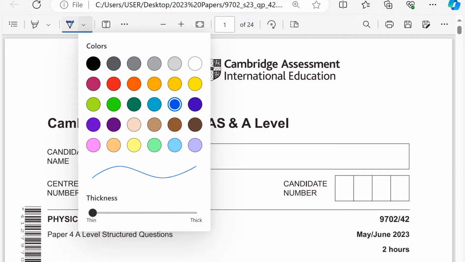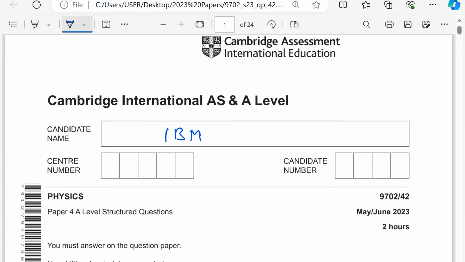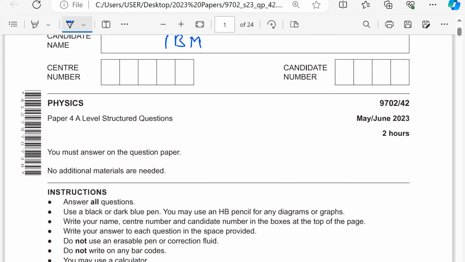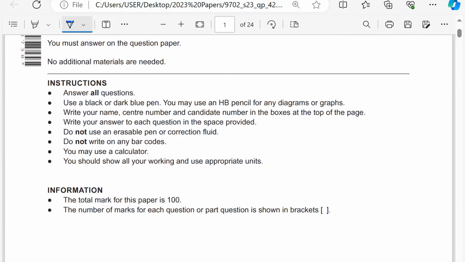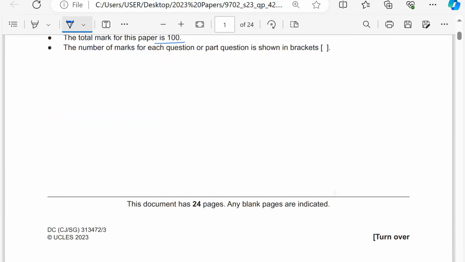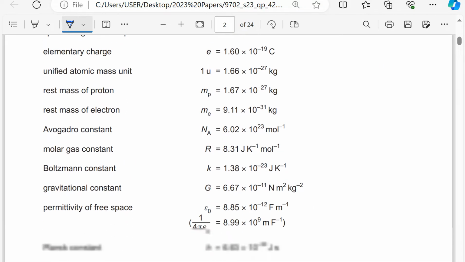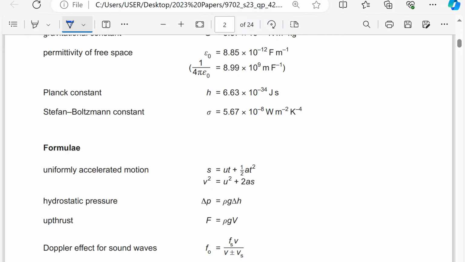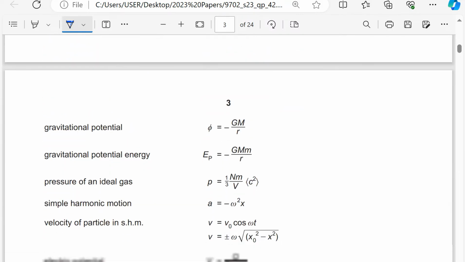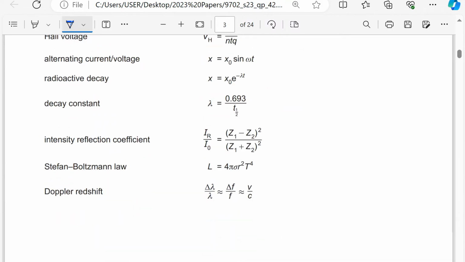So you reduce the thickness. I'll not go through the instructions, but this is May June 2023, paper 4.2. The paper is 2 hours. It is paper 4 A-level structured questions. The paper is 100 marks. I'll not go through the data, that is the constants. We are now used to these constants. The formula, we are now used to this formula.